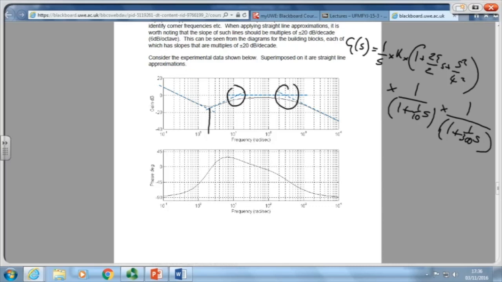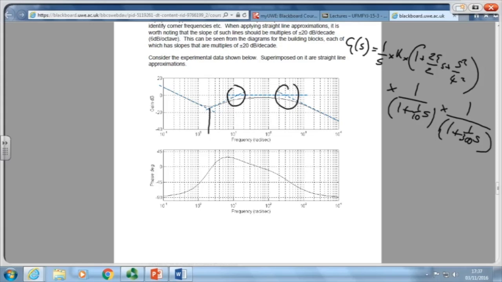Where's the next corner? There isn't one, is there? I've run out of corners. Oh my gosh, so I finish. So from that piece of experimental frequency response information, all I need to do now is to multiply this lot together in my best handwriting, and I've got the complete transfer function for that system.